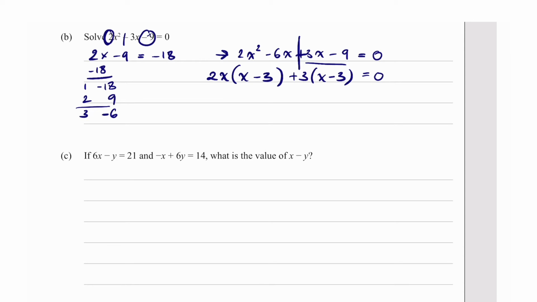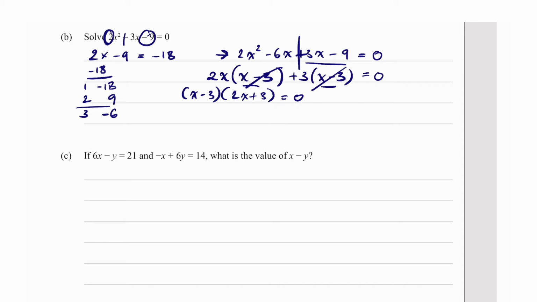Cool. So now what we want to do is factorize it again. A quick and easy way to do this is we look for what's in the brackets. You can see we've got x minus 3 in both of the brackets, so we can take that out. So we get x minus 3 as our first bracket. And then whatever's left over, whatever's not in our brackets, we put into our second bracket. So we've got a 2x and a 3 here. So I'm going to put 2x plus 3 in our second bracket, and that's equal to 0.